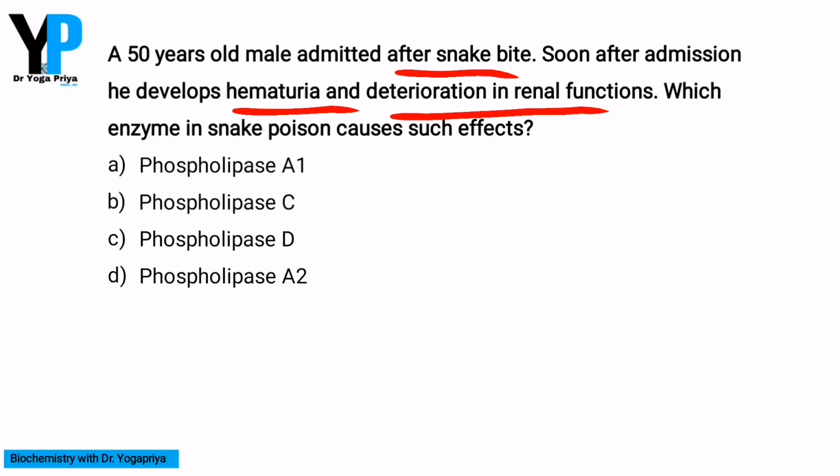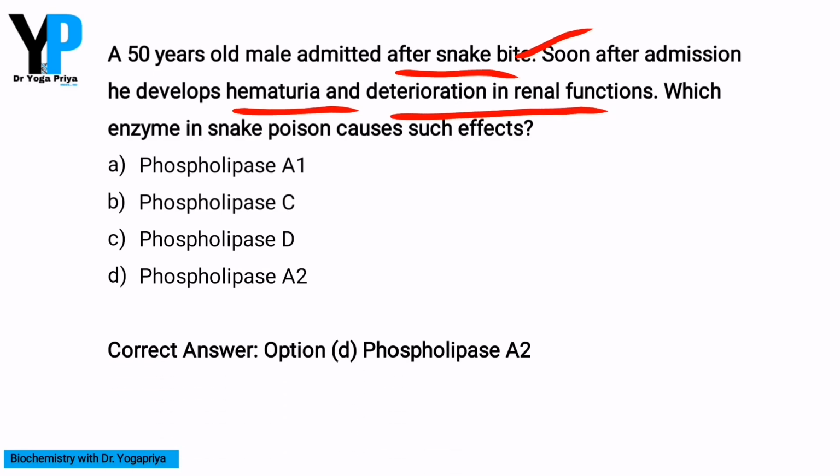The options are phospholipase A1, phospholipase C, phospholipase D and phospholipase A2. The key points to note here are, one, snake bite, and the next one is about the features: hematuria and also deterioration in the renal function. So the correct answer is option D, phospholipase A2.